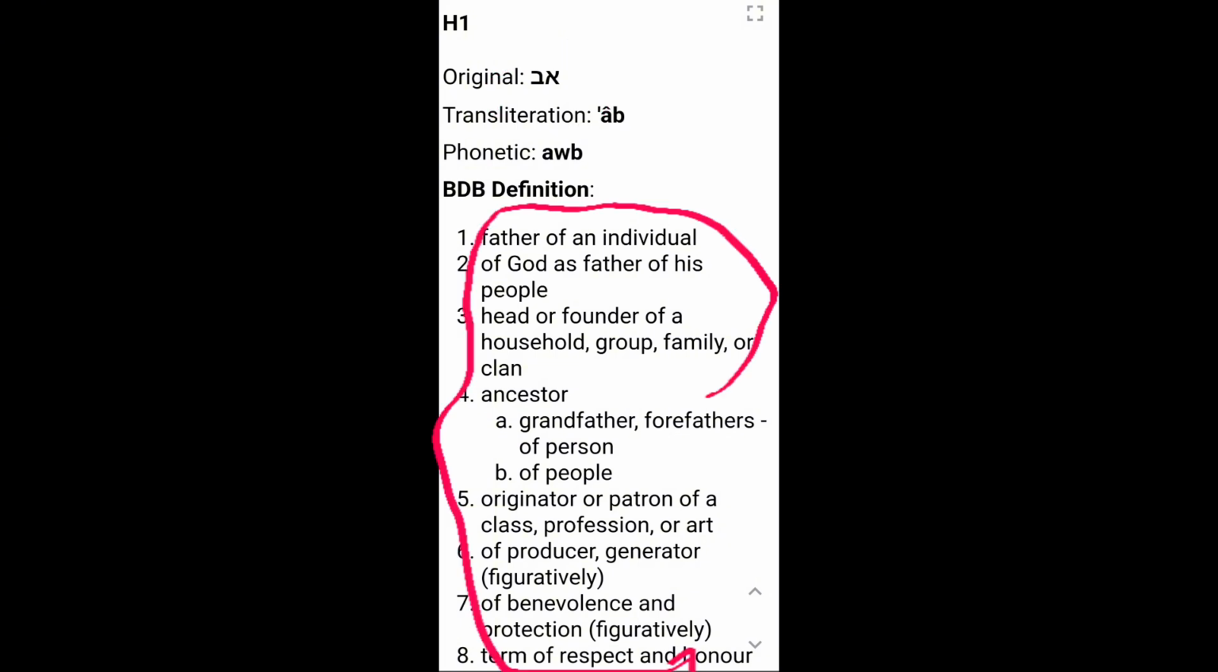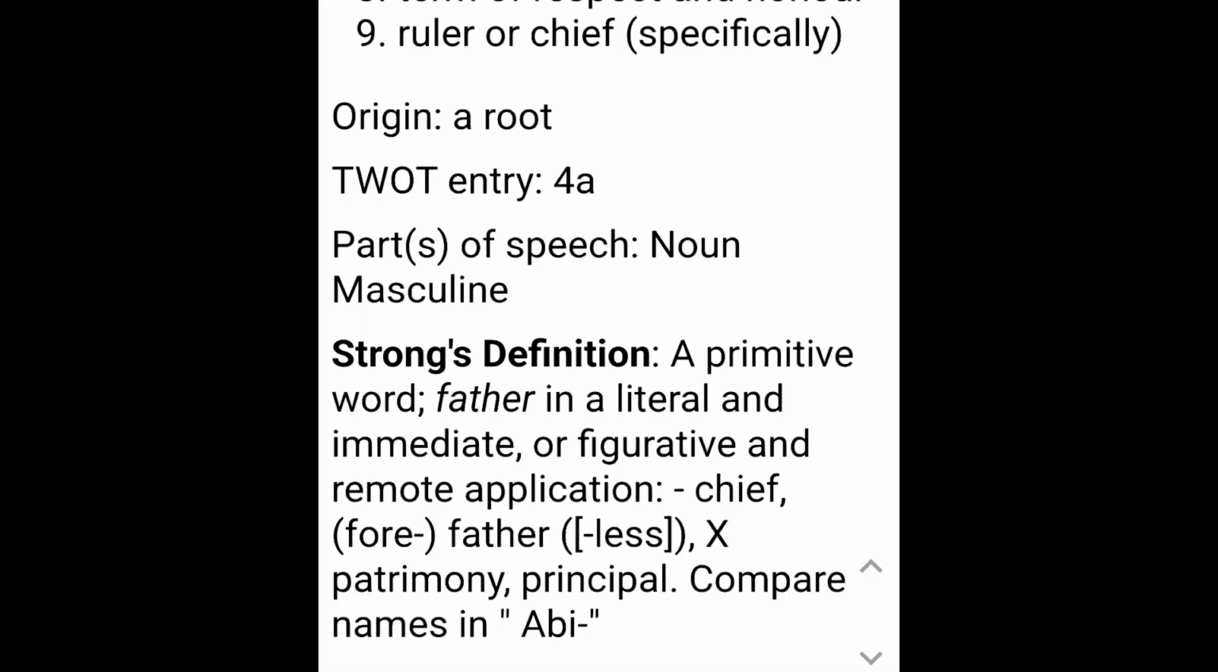an individual, of God as the father, the head or founder of a household, an ancestor, originator or patron, and so on. The idea is that it is a father figure or the head of the house. And indeed, we see the primitive root is father.